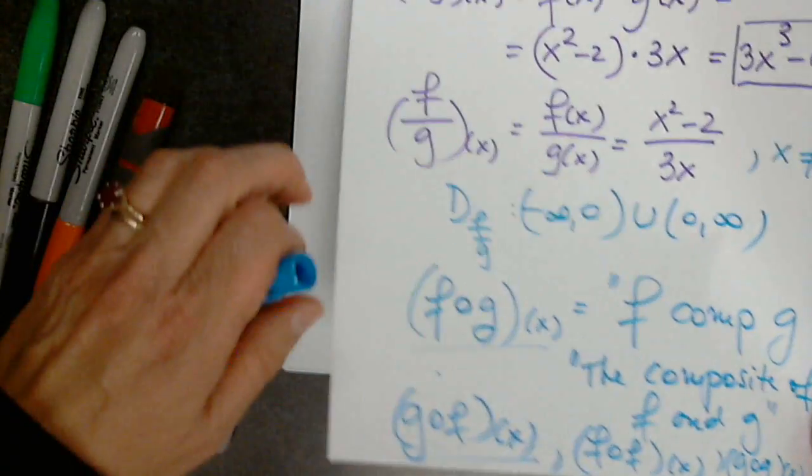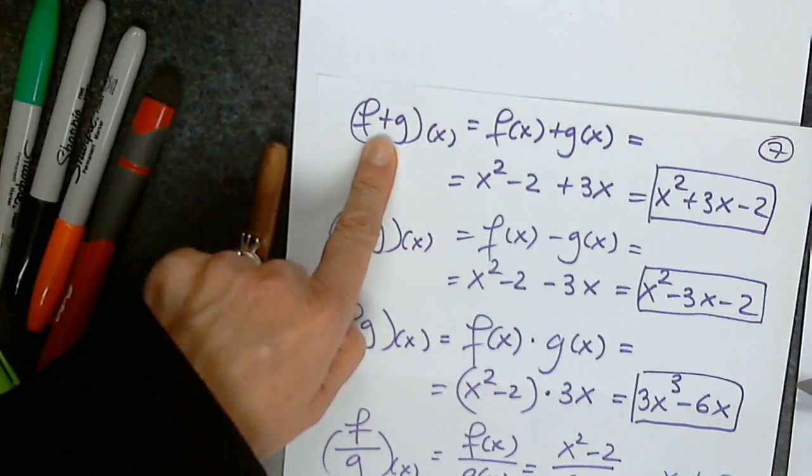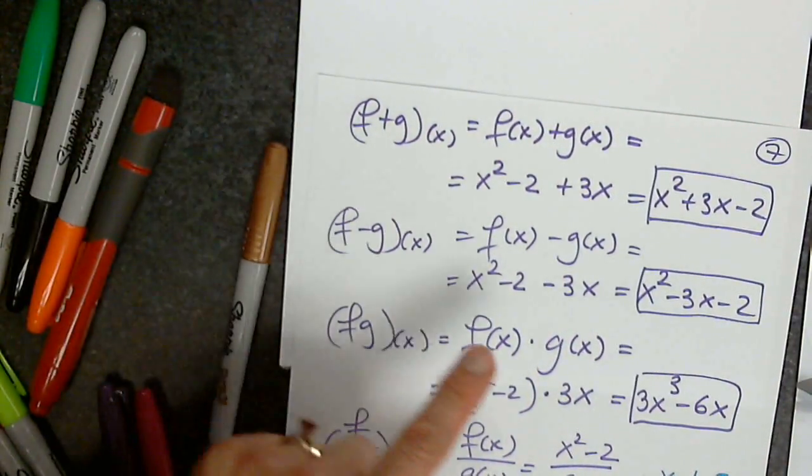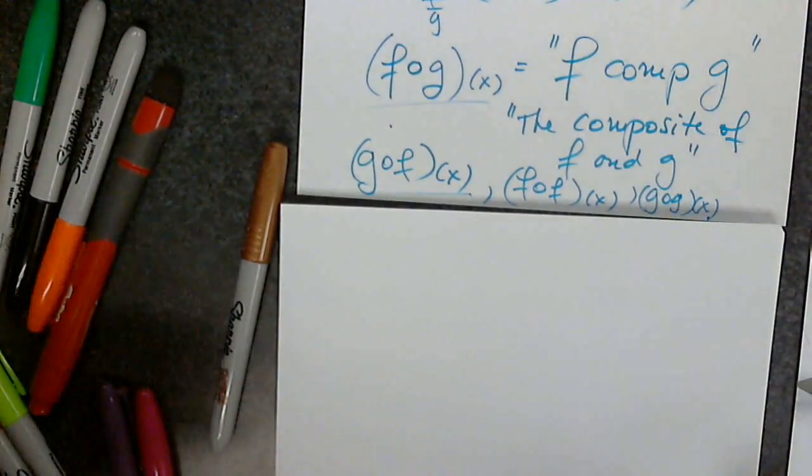But how do I do this? This is very clear. I do this. This is very clear. I do this. This one, and so on and so forth. I do this. But how do I do this comp? Here's how I do the comp.